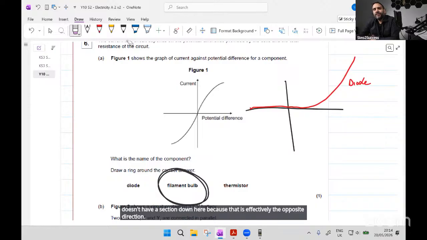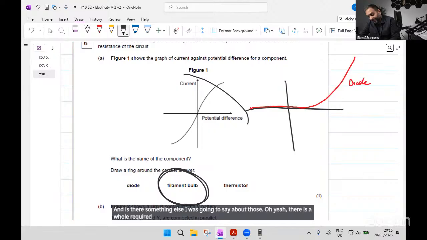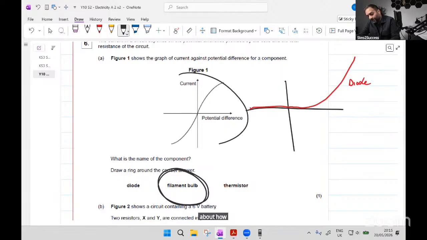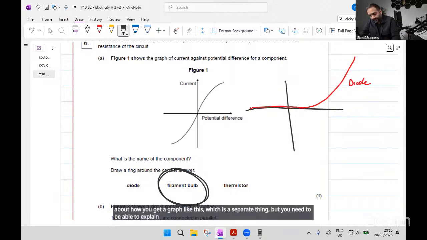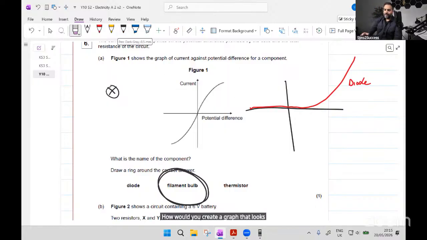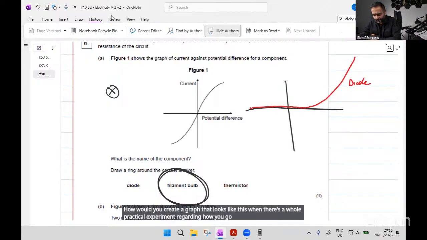And there's something else I was going to say about those. Oh yeah, there is a whole required practical about how you get a graph like this, which is a separate thing, but you need to be able to explain if you were just given a light bulb, how would you create a graph that looks like this? And there's a whole practical experiment regarding how you go about doing that.